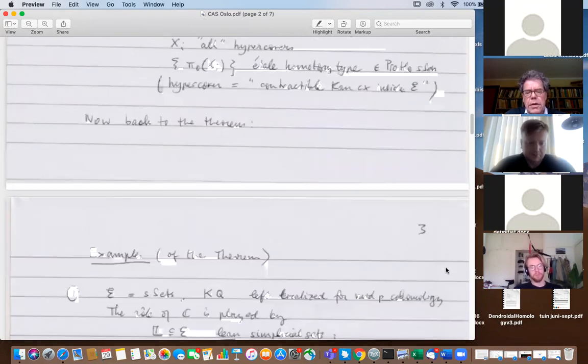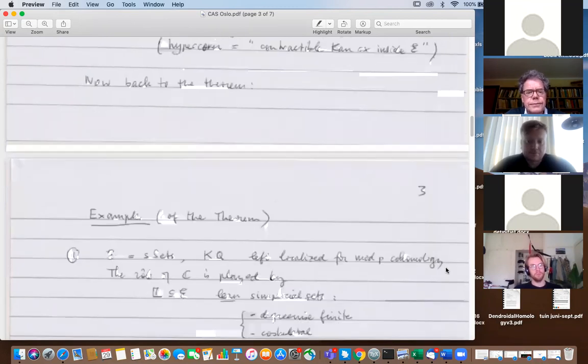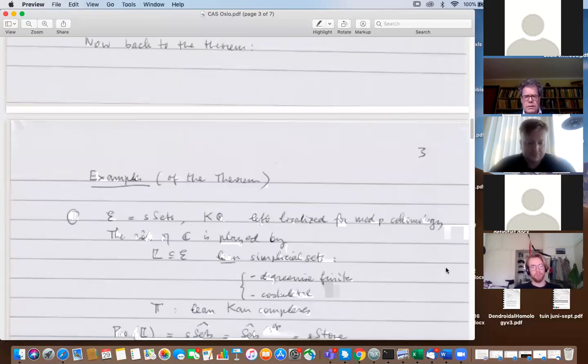Okay, now maybe historically one of the first examples is the following. You take the category of simplicial sets with the classical Quillen model structure. That's the KQ here, and then you localize it for mod p cohomology. So it's a left Bousfield localization of the classical Quillen model structure. And then I have to choose my category C, and I take for C the category of what we call lean simplicial sets. A lean simplicial set is a simplicial set which is degree-wise finite and is n-coskeletal for some n. So I will just call that coskeletal. And therefore, this subcategory T has to consist of fibrant objects. I hope I wrote that, but I don't want to go back to the first page. So T is the category of lean Kan complexes.